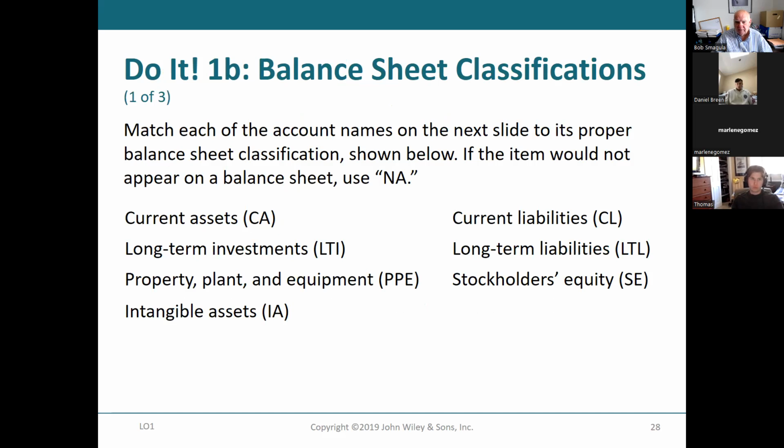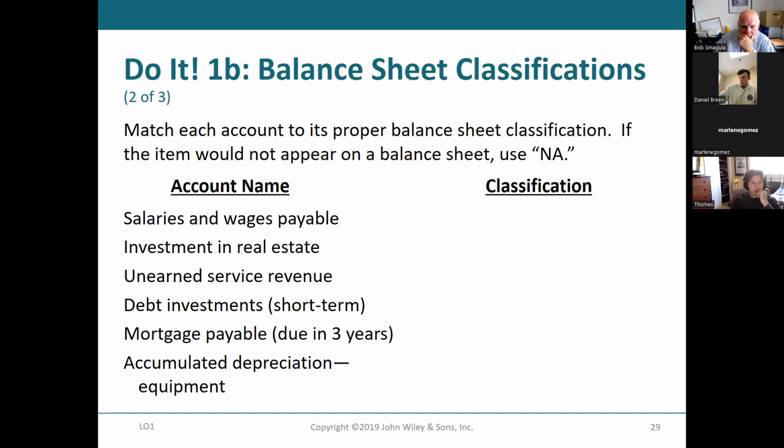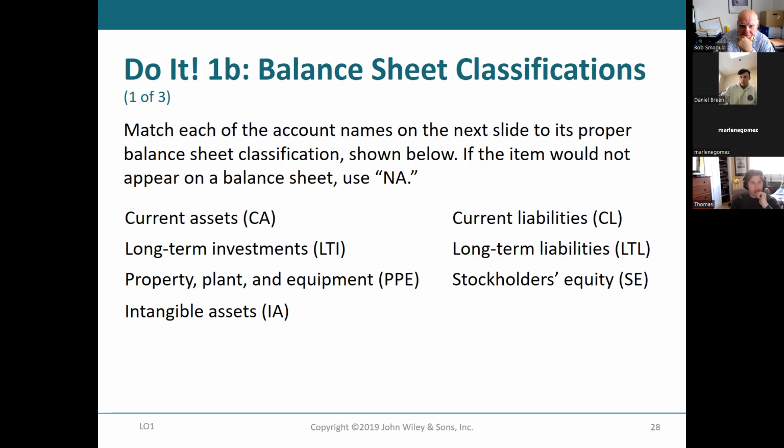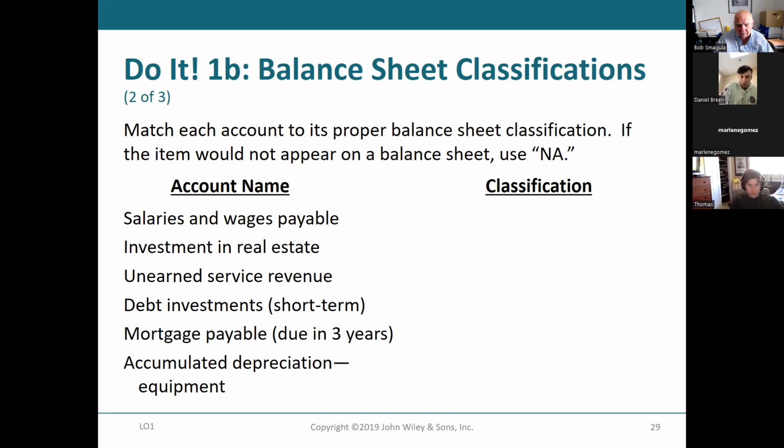Match each of the account names on the next slide. Okay, let's take a peek at this. Match each of the account names on the next slide to its proper balance sheet class. If the item would not appear on the balance sheet, use NA. Well, let's see what we got here. Current assets. All right, we'll start with salaries and wages payable. These are our choices. Current liabilities, long-term liabilities, stockholders' equity, current assets. So what do you think? What's the first one? Salaries and wages. What do you think that one would be?